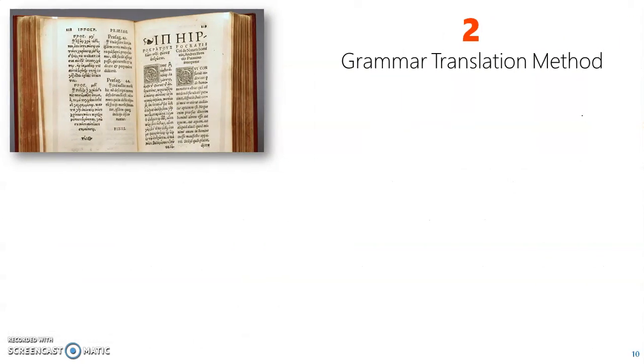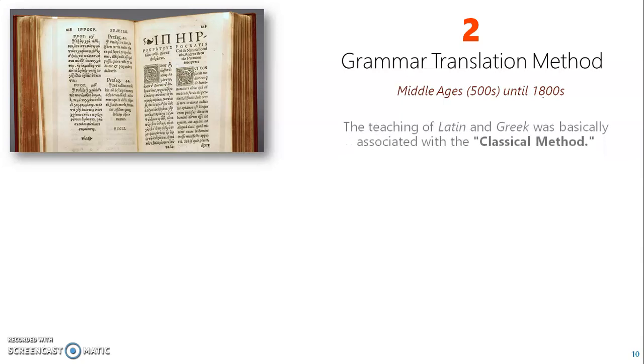Okay, now we move to the second method, which is called the grammar translation method. Note that this term is a more recent term of an older term, which was the classical method. So, we said before that during Antiquity, Latin and Greek were taught by using hermeneumata texts and comparing L1 to L2. Now, after the Middle Ages, that is in the 500s until the 1800s, that is the 19th century, Latin and Greek were taught through translation.